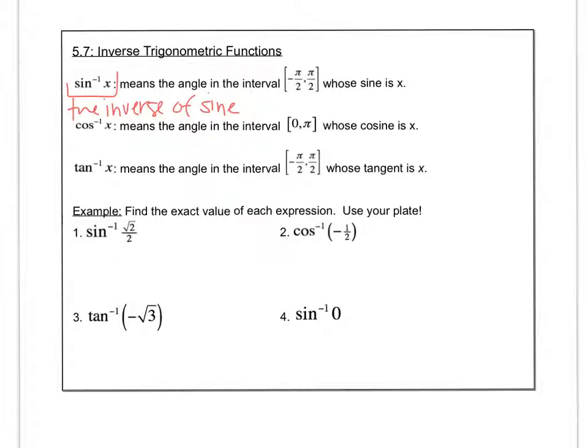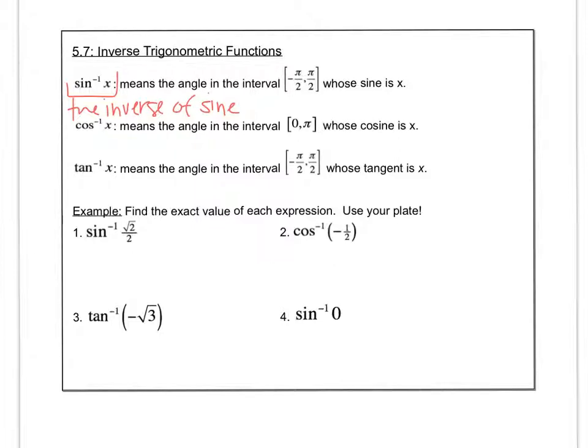So looking at your plate for number 1, we're doing sine. Sine tells me I have to be in the first quadrant or in the fourth quadrant. If it's negative, we'll be in the fourth quadrant. If it's positive, we're going to be in the first quadrant. So they want to know when the sine is radical 2 over 2. You're looking at the answers now, looking for when the answer is radical 2 over 2.